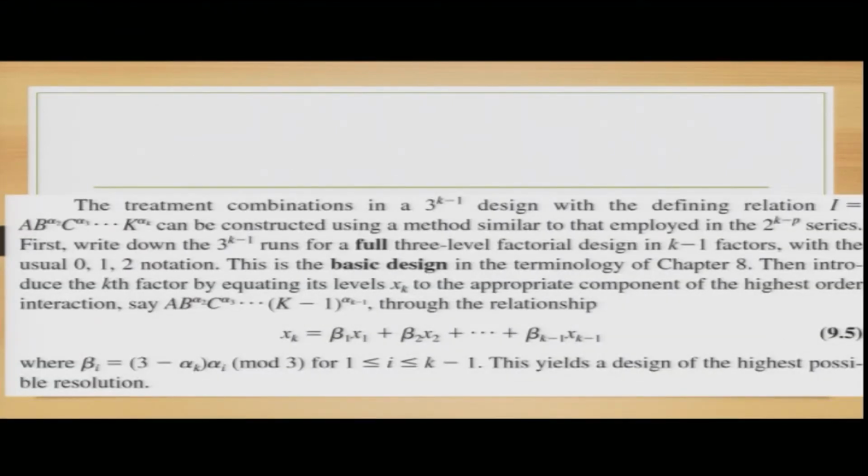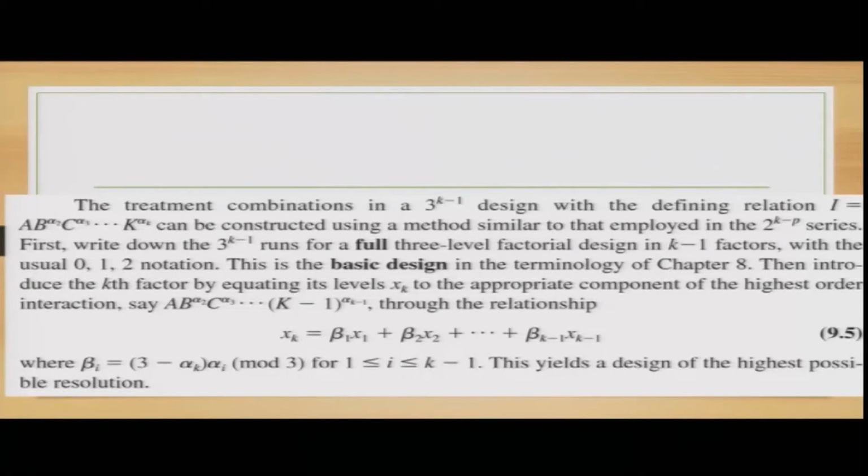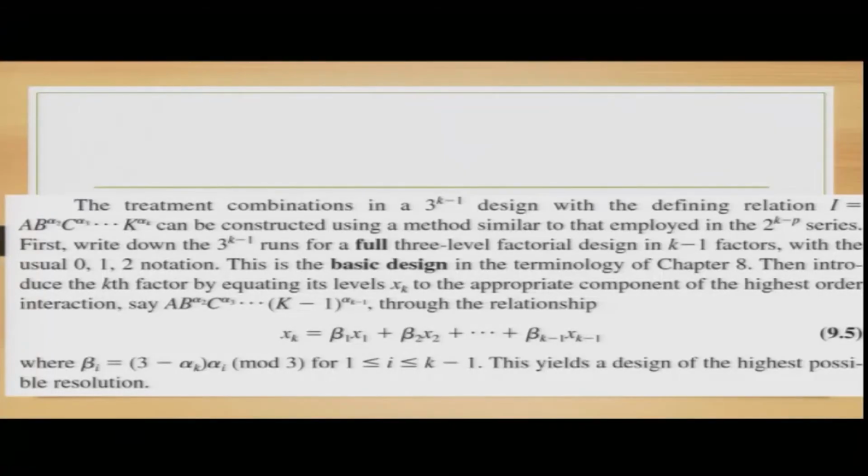The treatment combinations in a 3 to the power k minus 1 design with a defining relationship is, so basically, the indicator function is again a to the power alpha 1, b to the power alpha 2, c to the power alpha 3, till k to the power alpha k. They can be constructed using a method similar to that employed in the 2 to the power k minus p series, and the work can be done accordingly.